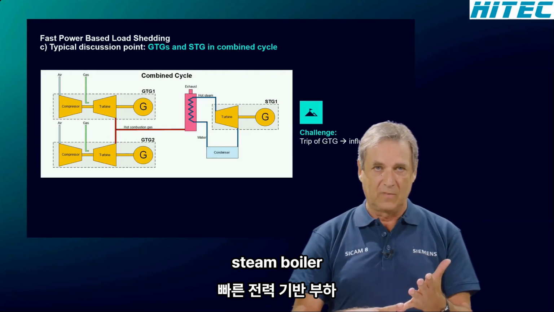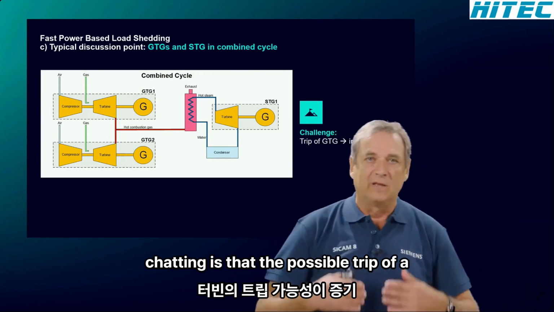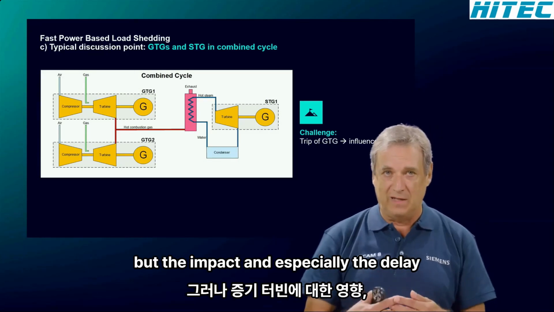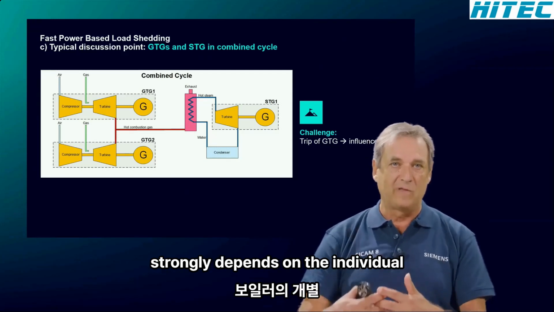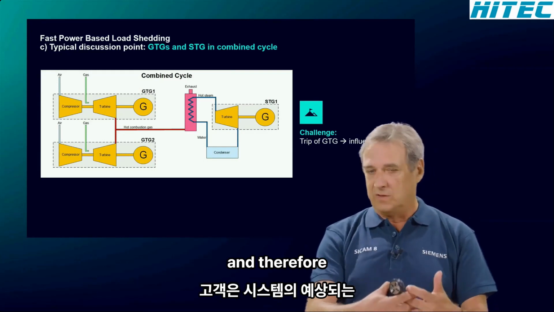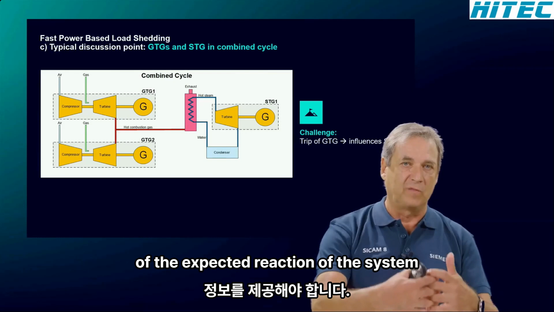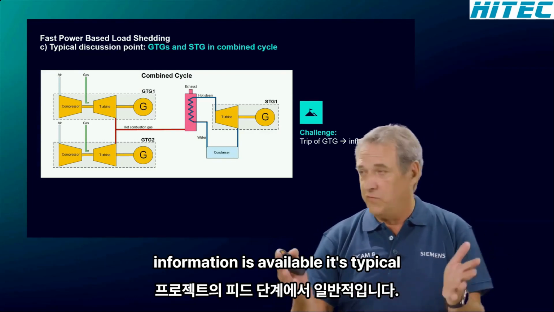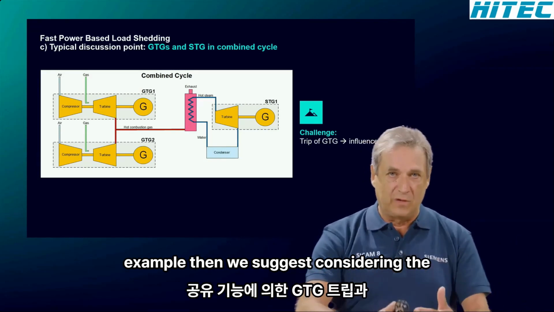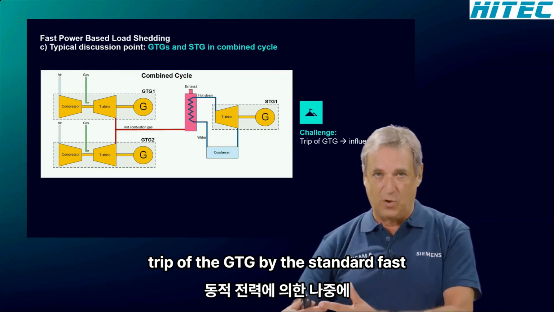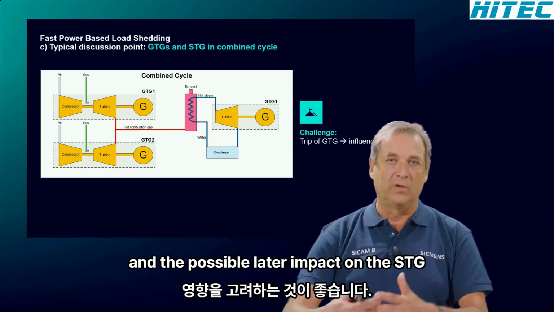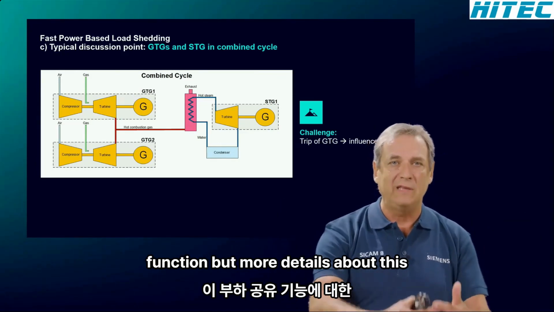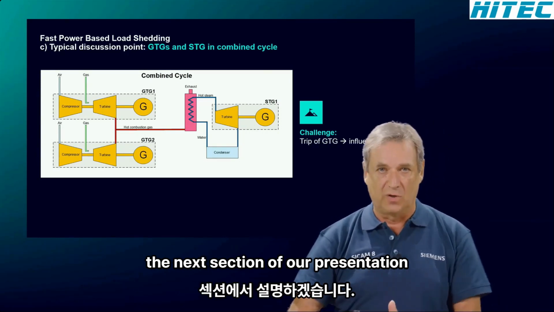The challenge for fast power-based load shedding is that the possible trip of a gas turbine can also reduce the available steam for the steam turbine. But the impact, and especially the delay of the impact on the steam turbine, strongly depends on the individual characteristics of the boiler. Therefore, the customer has to provide the details of the expected reaction of the system. My recommendation, in case no information is available, typically for a FEED stage of a project, for example, is to consider the trip of the GTG by the standard fast power-based load shedding function, and the possible later impact on the STG by the dynamic power-based load shedding. We haven't talked about this function yet, but more details about it will be given in the next section of our presentation.